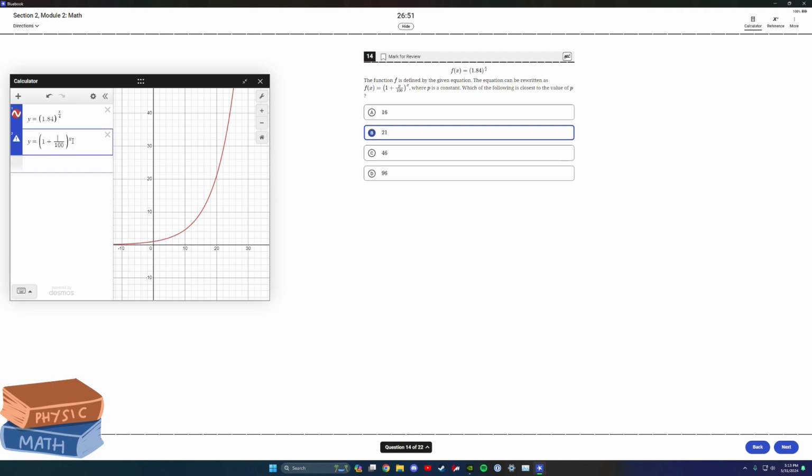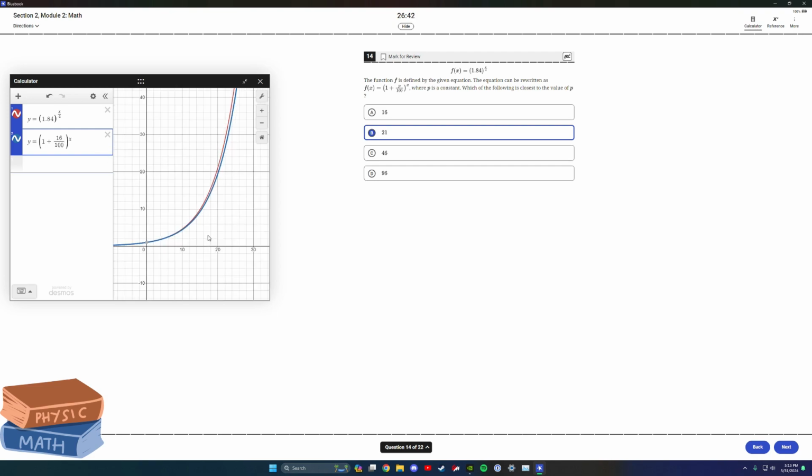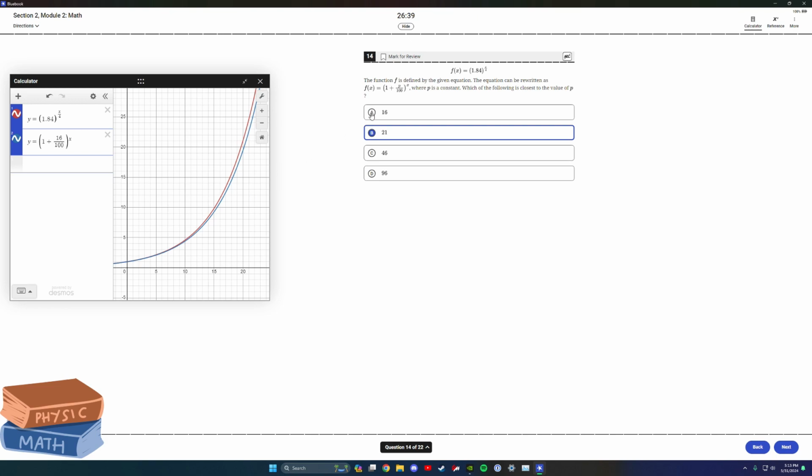So we tried 21, it didn't work. Let's try 46, didn't work. Let's try 96, didn't work. Let's try 16. It doesn't work either. Which one's closest? I would say 16 is probably closest then. Because 16 times 4 equals 64. 21 times 4 equals 84. It should be 21 for sure. Yeah, it should definitely be that, but I'll mark this one.